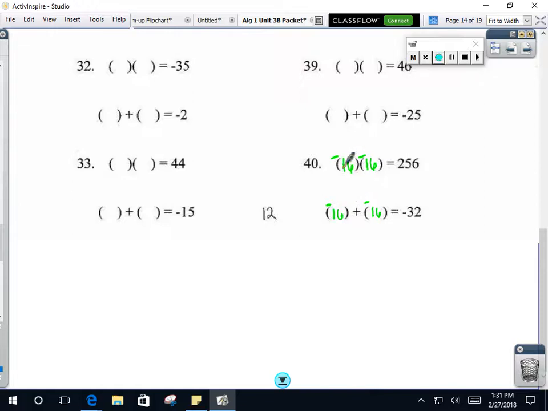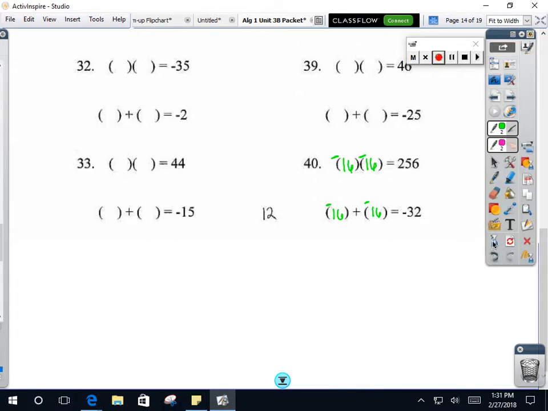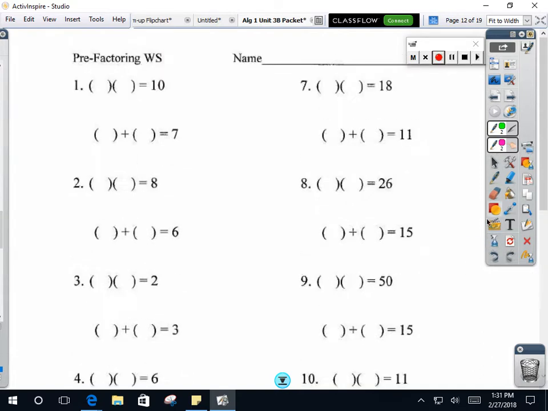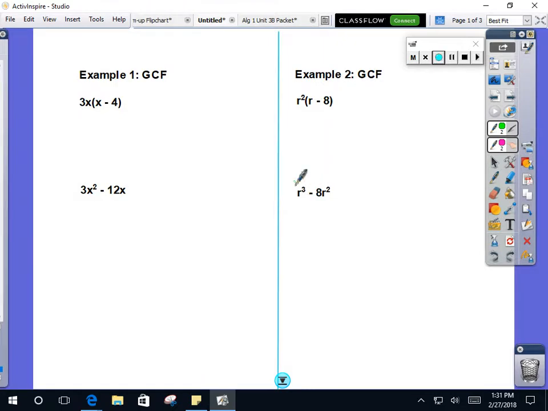Okay, now I want you to put your pencil down for a minute, and I'm going to do some examples to lead into today's lesson. Okay, so you're not going to write these down, you're just going to pay attention for the next couple of minutes. Today we're going to learn a process called factoring. Okay, now before we start it, I just want to go over something. If you were given a problem that looked like this, and you were told to simplify it, what would you do? You would distribute. 3x times x is 3x squared. 3x times negative 4 is negative 12x, which is what we have here, correct?